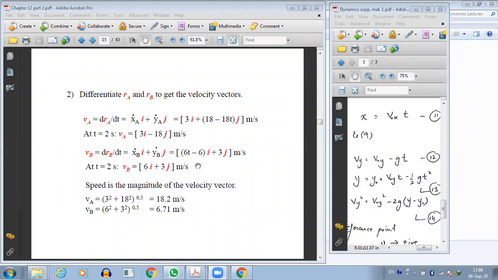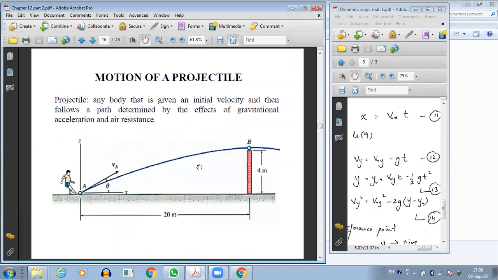So let's start back from where we stopped. Now we are moving towards the next topic. It's a continuation of the previous topic. We are discussing curvilinear motion. So now let's discuss motion of a projectile. So what is a projectile? Let's first discuss that.